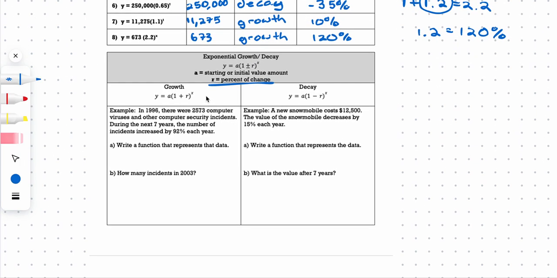Okay, so here we're given this problem where we're looking at exponential growth, right? So we're doing 1 plus r, right? So here we're saying in 1996, there were 2,573 computer viruses and other computer security incidents. During the next 7 years, the number of incidents increased by 92% each year. So we're asked to write a function to represent this data. So we're going to say y equals, and we want to find a. What's our initial value? Well, our initial value is 2,573.